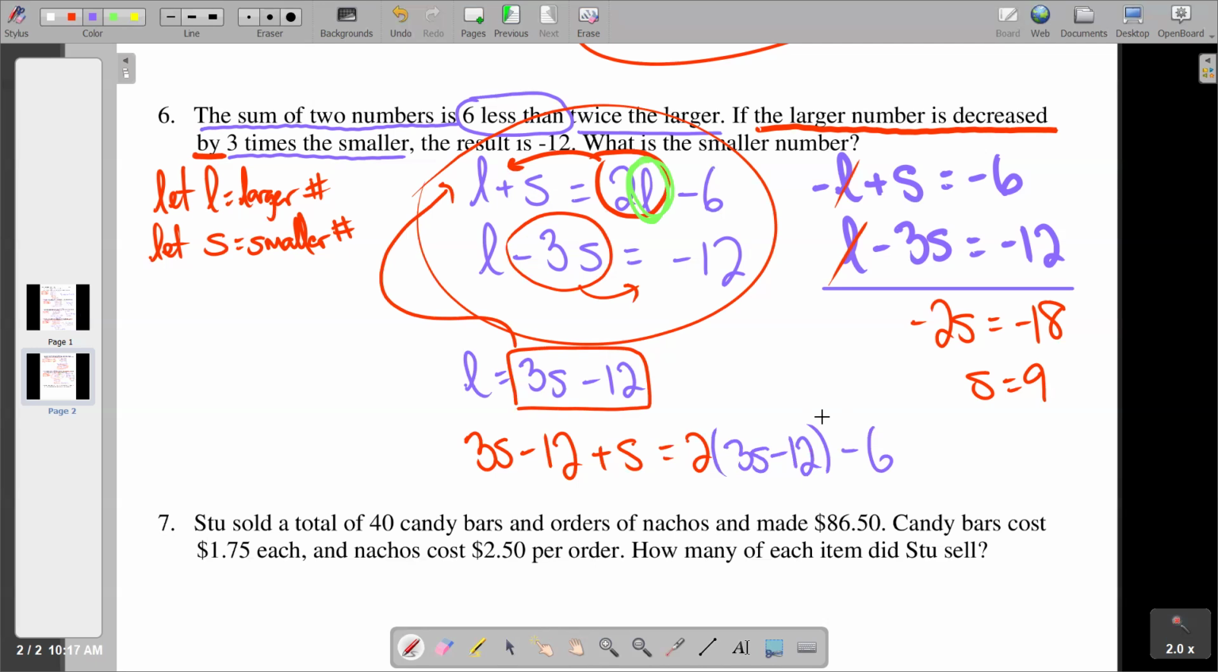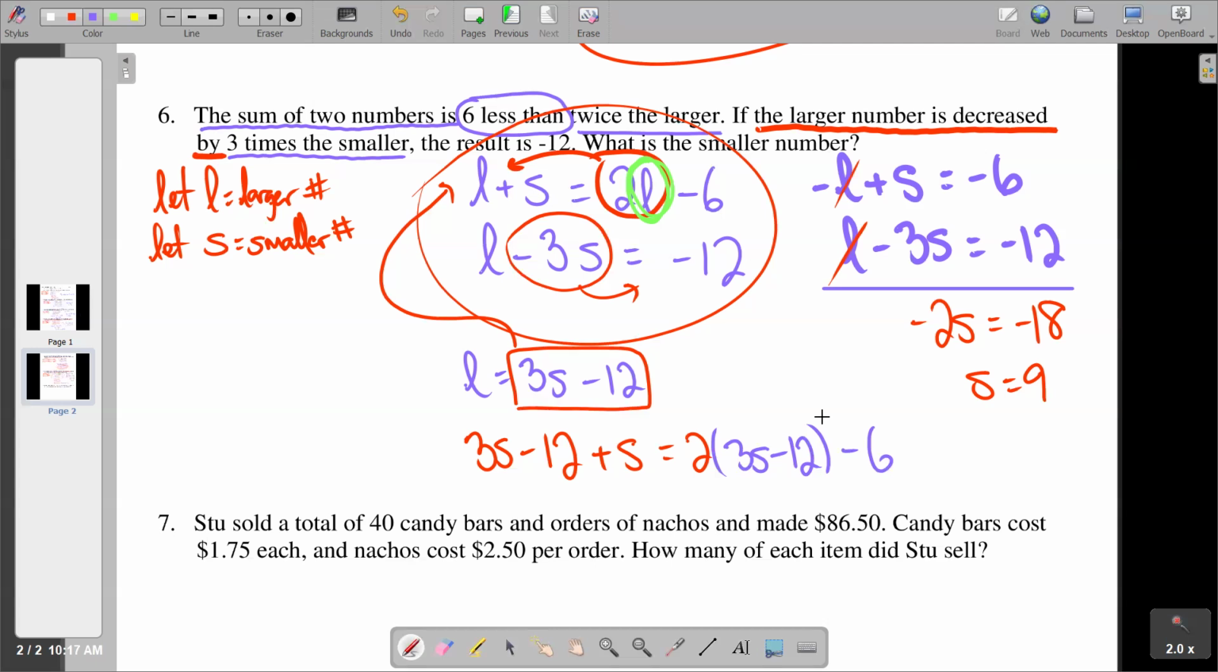This is what I quizzed you on in August and September: combine like terms, distribute, move stuff around. You could solve that equation. I have infinite faith in you. And guess what the answer will be? S equals 9. Still going to be 9. Like it ain't going to change just because we did it a different way. It's just going to suck a lot more. So that's all I have to say about problem 6.